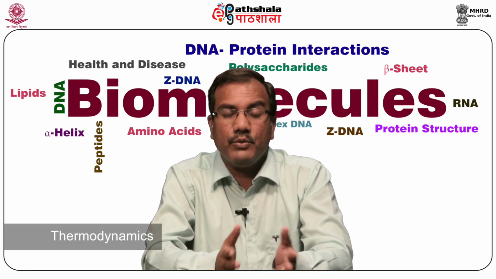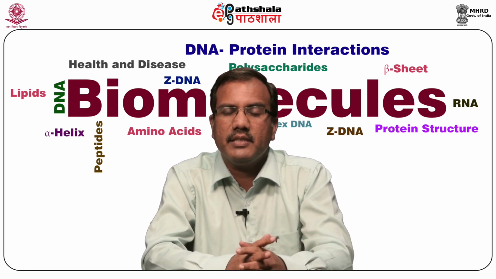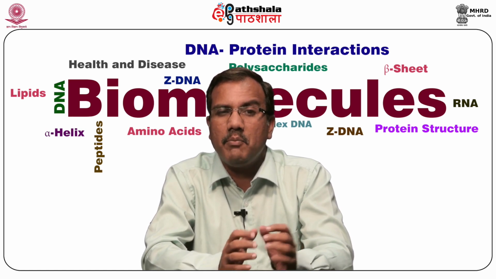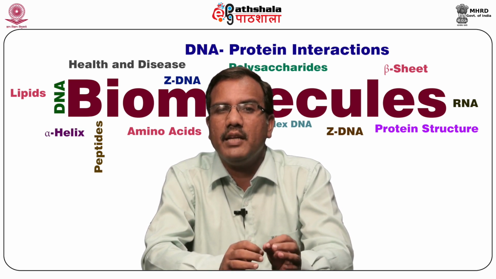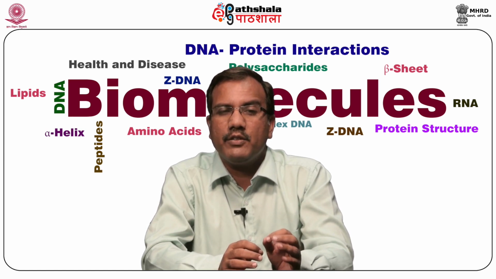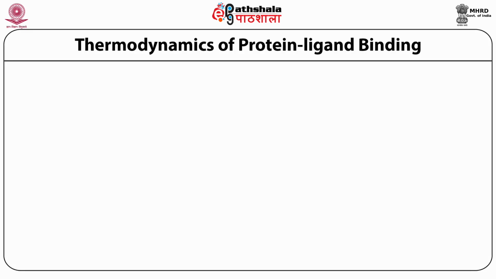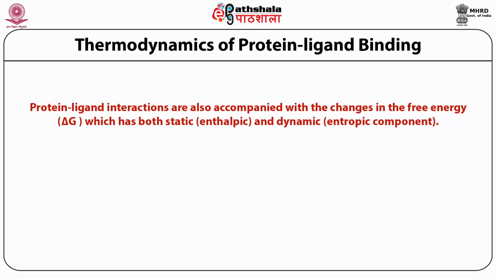Thermodynamics has two components, static and dynamic. So, if we want to understand the molecular mechanism of binding, we need to measure enthalpy and entropy. We need to understand the enthalpy and entropy component of the binding. So, we are going to discuss thermodynamics of protein ligand binding. Whenever a ligand binds protein, it is accompanied by change in free energy, and as we know, change in free energy has two components, one is enthalpic and the other entropic.